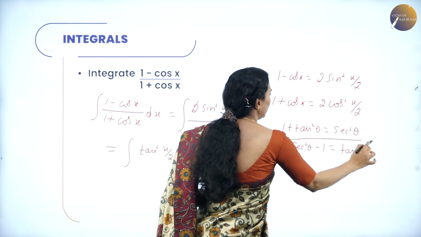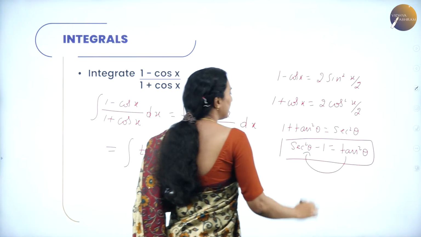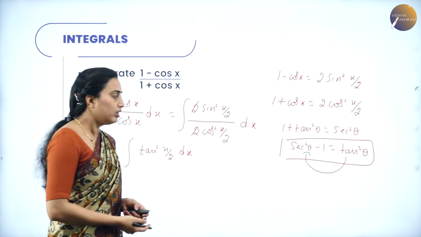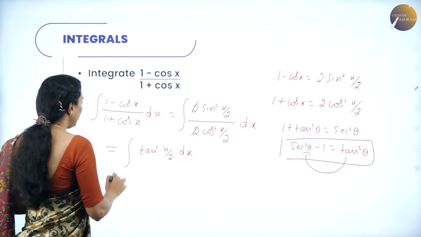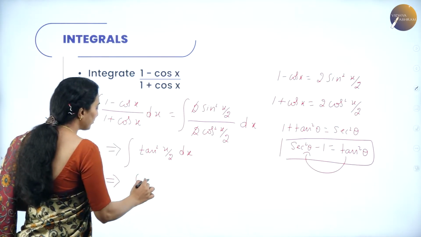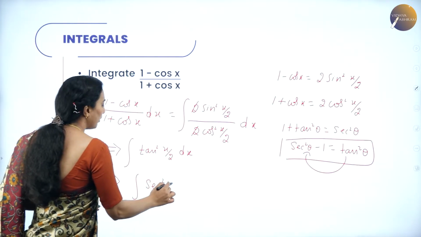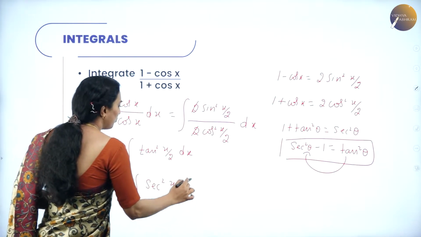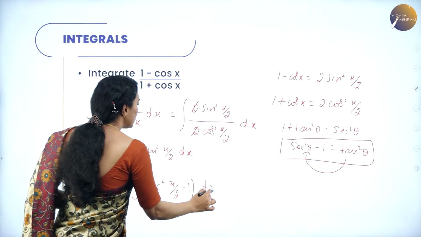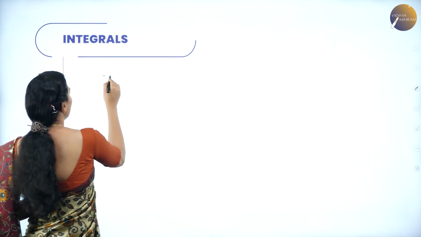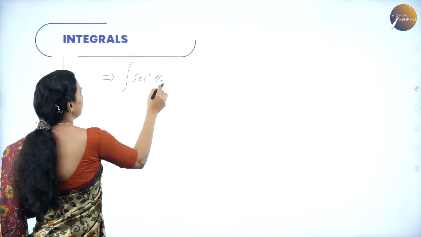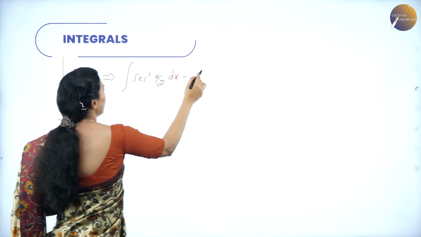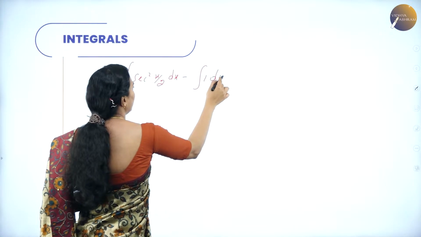Otherwise, tan squared theta can be written in the form of secant squared theta minus 1. Now, theta replaces x by 2. Therefore, writing accordingly, the integral of this is nothing but secant squared x by 2 minus 1 into dx. Now, separating this integral, you are getting the integral of secant squared x by 2 into dx minus the integral of 1 into dx.